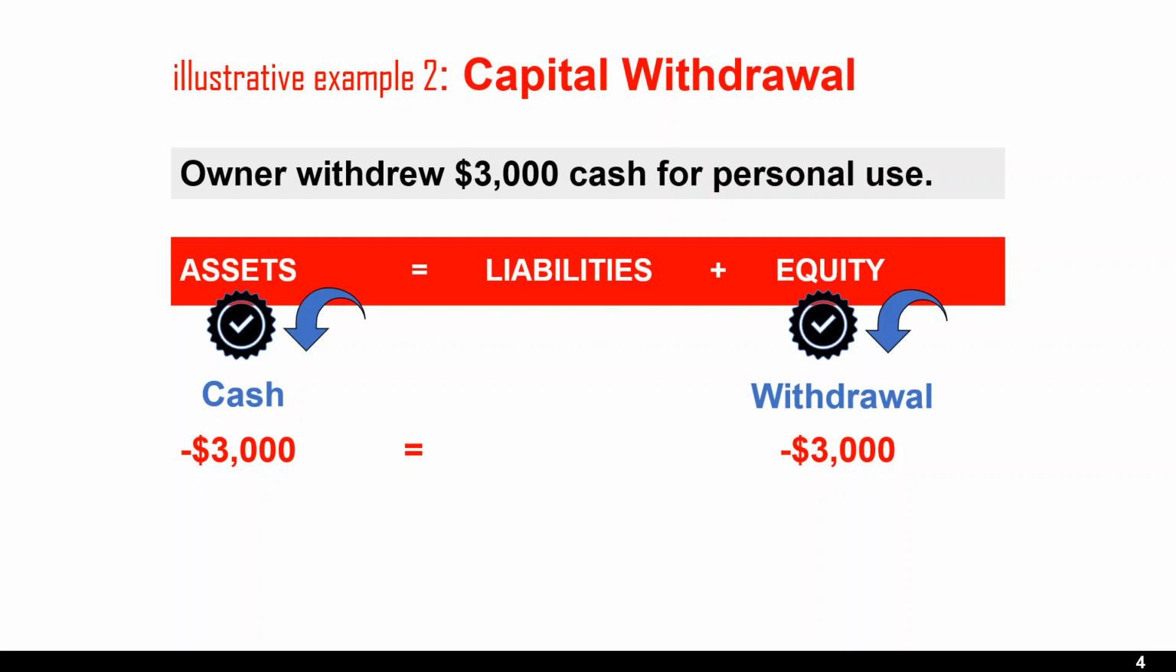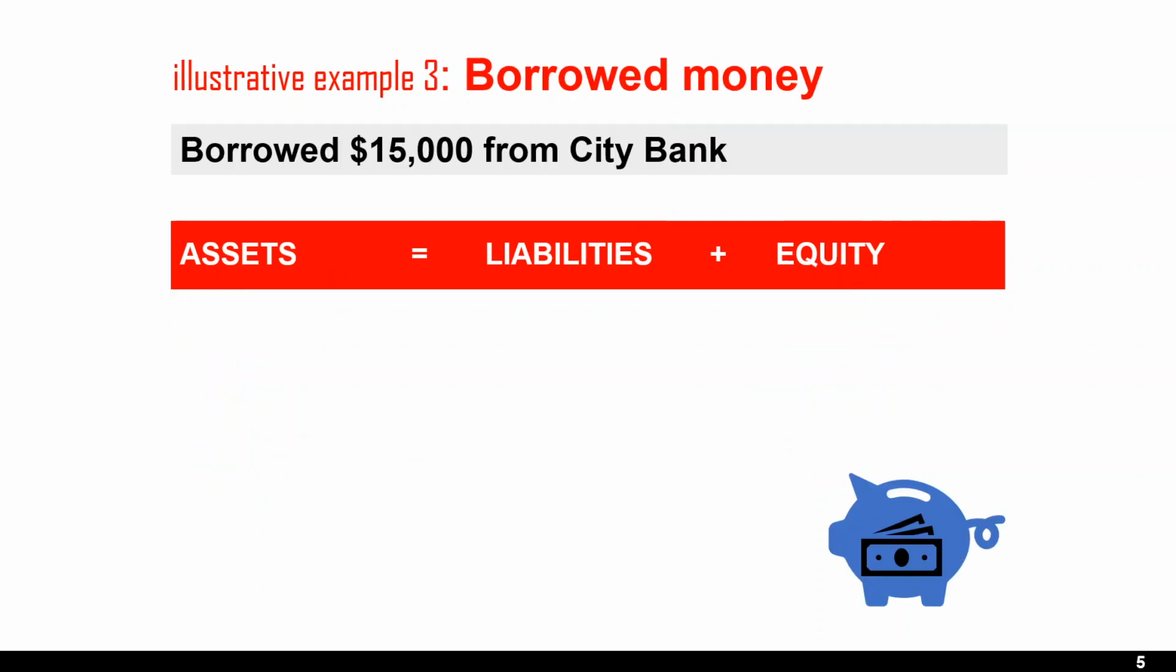From these two examples, we look at increasing and decreasing of the internal claims of the entity's assets. Next, we'll look at the external claims. In the third example, we are looking at acquiring a business loan. The business borrowed $15,000 from Citibank.